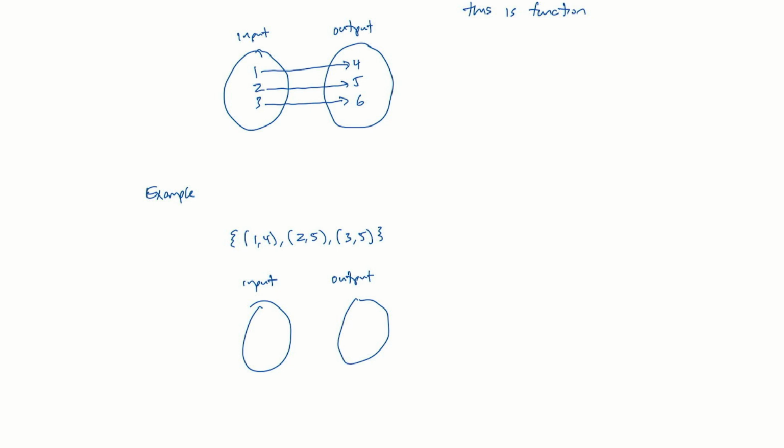Okay, the first values are 1, 2, and 3. The second values are 4 and 5. Okay, so you input 1, you get out a 4. If you input a 2, you get out a 5. If you input a 3, you also get out a 5. Okay, each input still has exactly one output, so this is still a function. Note that it's okay for the outputs to repeat.